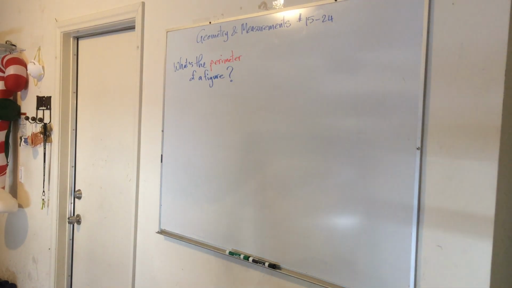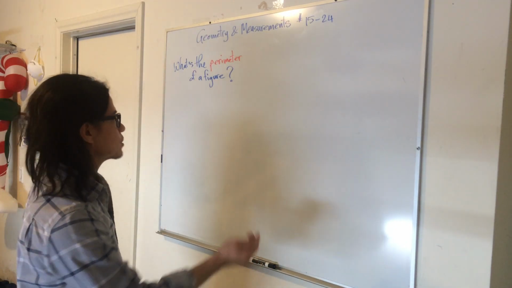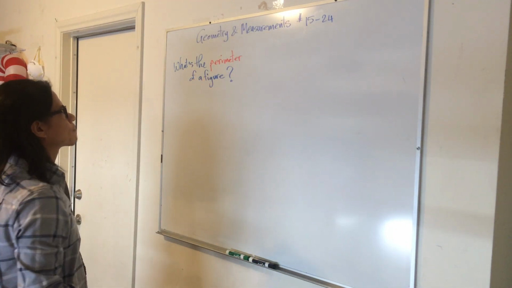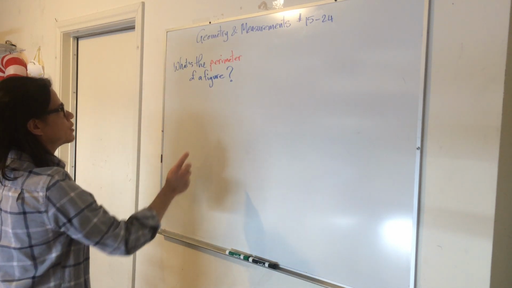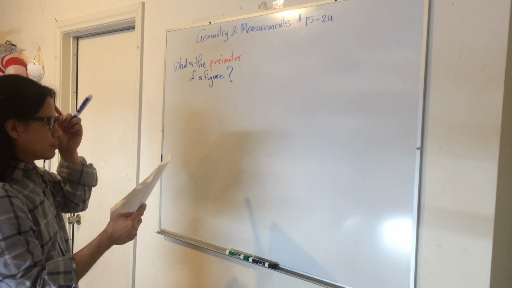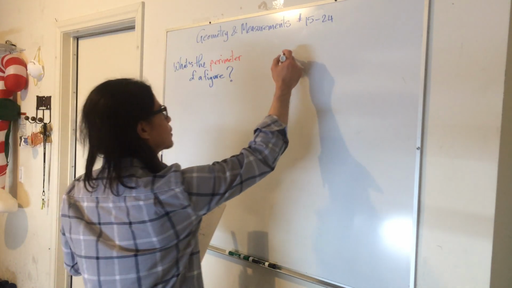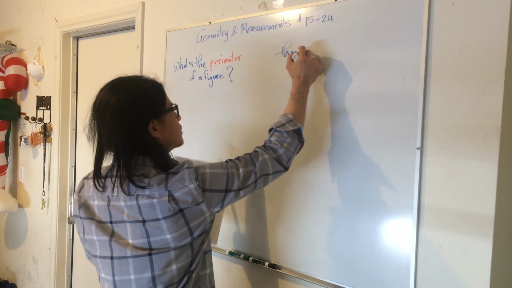So moving off the topic of units of measure, let's look at what's the perimeter of a figure. Make note of this fancy word here, perimeter. It means the distance around the figure. The distance around.